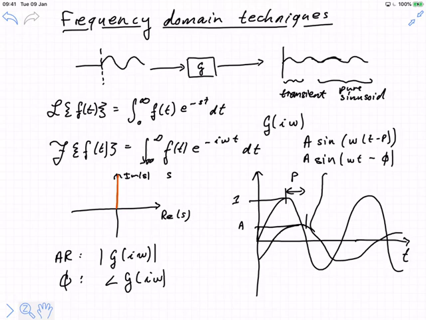Right, so remember that a complex number, so there's a vector here that is called G(iω). That's the angle, and that's the magnitude of that complex number. And you thought you would never do complex mathematics again. We're going to do a lot of complex mathematics.